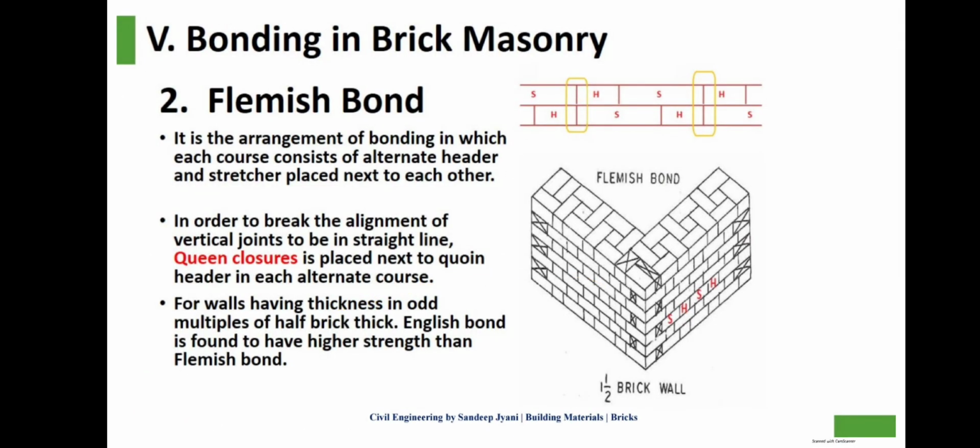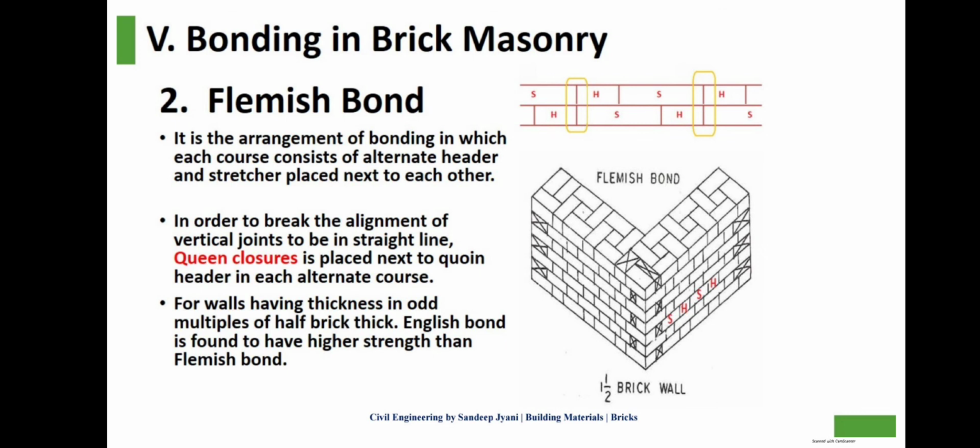Second, Flemish bond. It is the arrangement of bonding in which each course consists of alternate header and stretcher placed next to each other. In order to break the alignment of vertical joints from being in a straight line, a queen closer is placed next to queen header in each alternate course. Third, for walls having thickness in odd multiples of half brick thick.